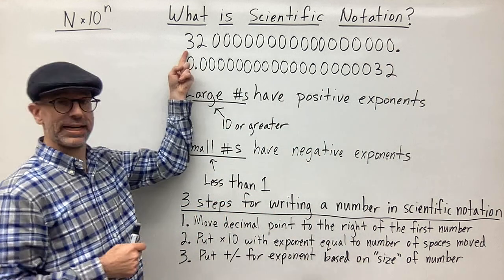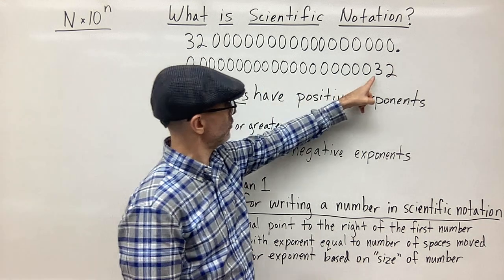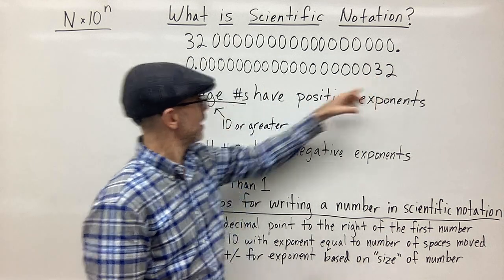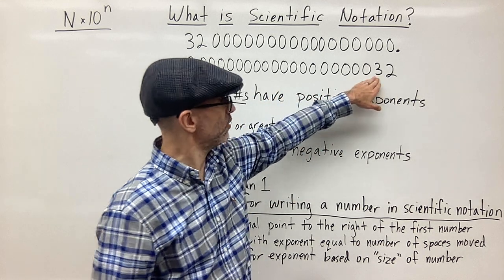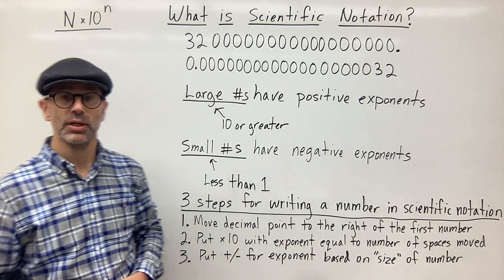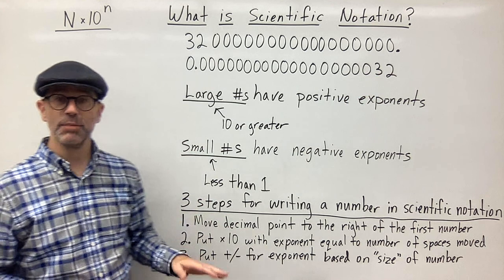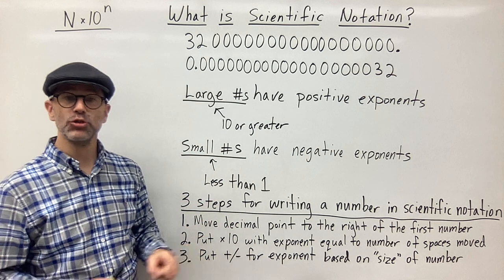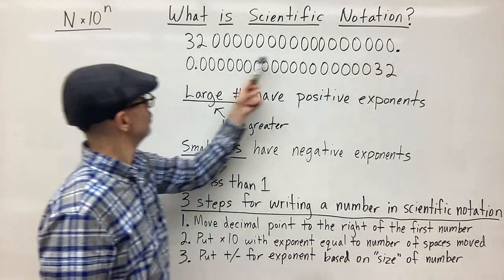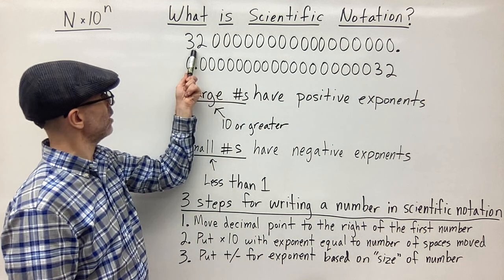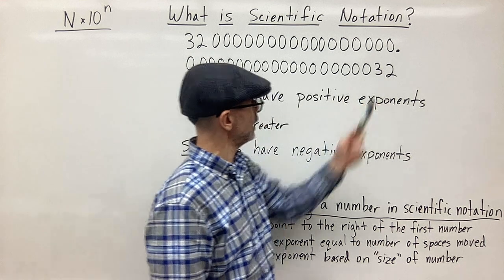And so this 3 here is the first number. For this number here, the first number is the 3 again over here. The zeros do not count as numbers in this case. So the first number is your first non-zero number. So this 3 here would be the first number. So my first step is always to move the decimal point to the right of that first number. So in this case, I'm going to move the decimal point to the right of the 3, so right there. And then this decimal point, I would move it to the right of the 3 here.